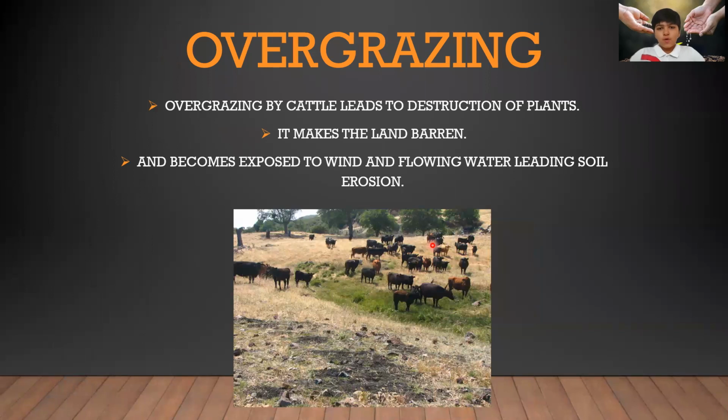Overgrazing. Overgrazing by cattle leads to destruction of plants. It makes the land barren because if we take the whole cattle to the same place every time, the plants of that region will be finished and they will not be able to grow again because they are continuously eating them. And the land becomes barren and becomes exposed to wind and flowing water, leading to soil erosion again.